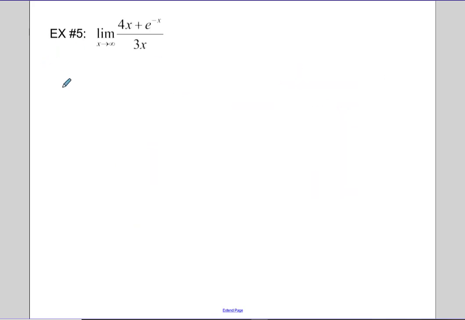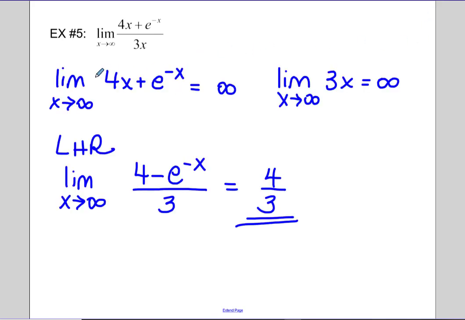Now you might want to turn off the video and try this one on your own. Then come back and join us to see that you got the same result. Testing the numerator led to infinity. Testing the denominator led to infinity. This was indeterminate form, which allowed us to use L'Hopital's rule, taking the derivative of the top and the bottom, and then applying the limit at infinity led us to 4/3.